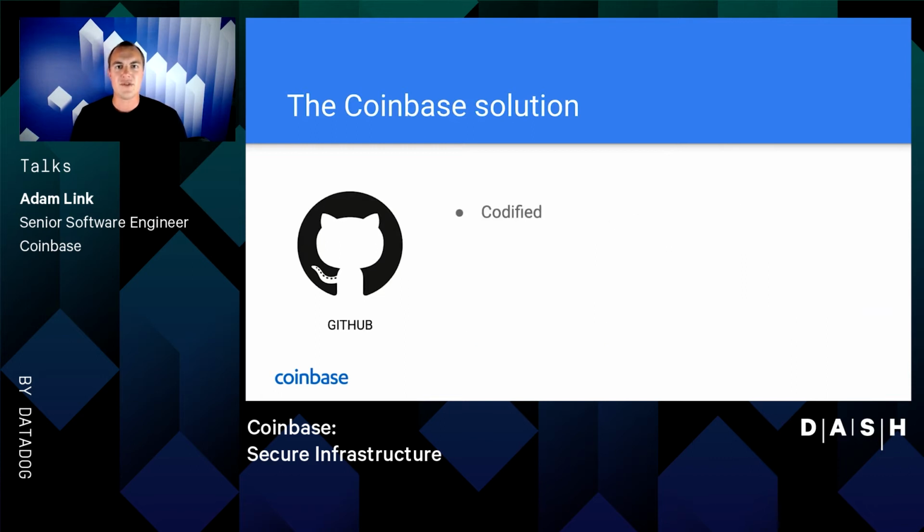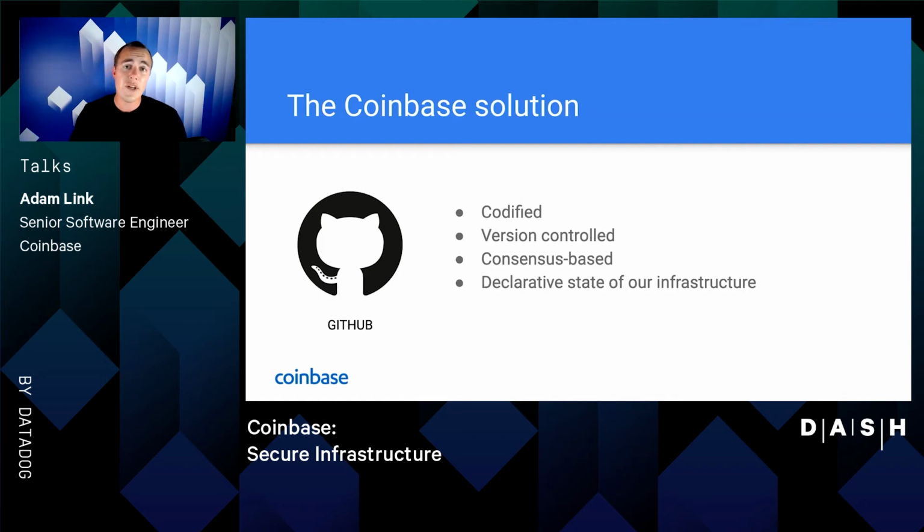So GitHub is where we codify our infrastructure. And this is a version controlled way of keeping track of what should be running in our environments. Our GitHub is consensus based. What we mean by this is that any change that happens has to have at least 2 people who are not the code authors agree that the change being made is good and approve it. We also have what's called the declarative state of our infrastructure in GitHub. This is a result of the fact that we use a declarative way of templating our cloud infrastructure, so it's very easy to see what is running and what should be running in various environments.